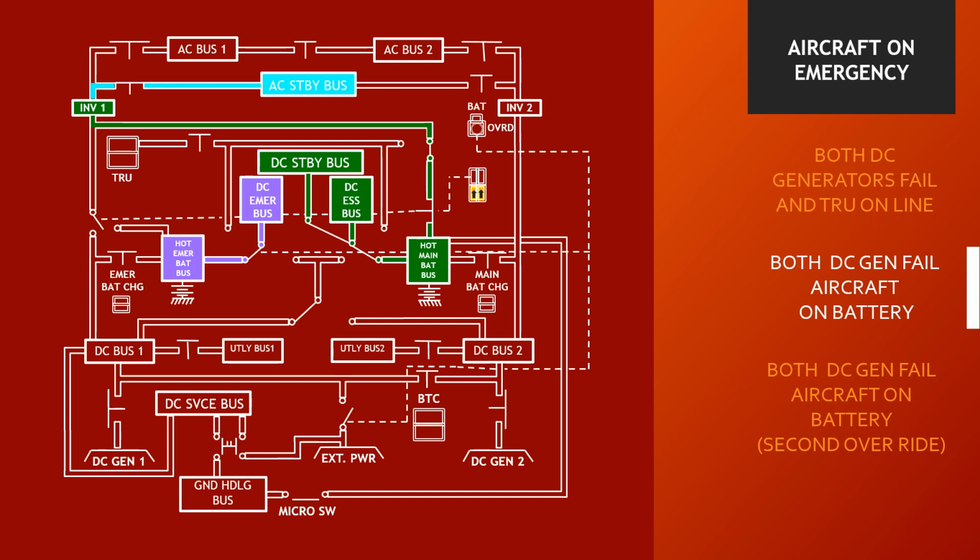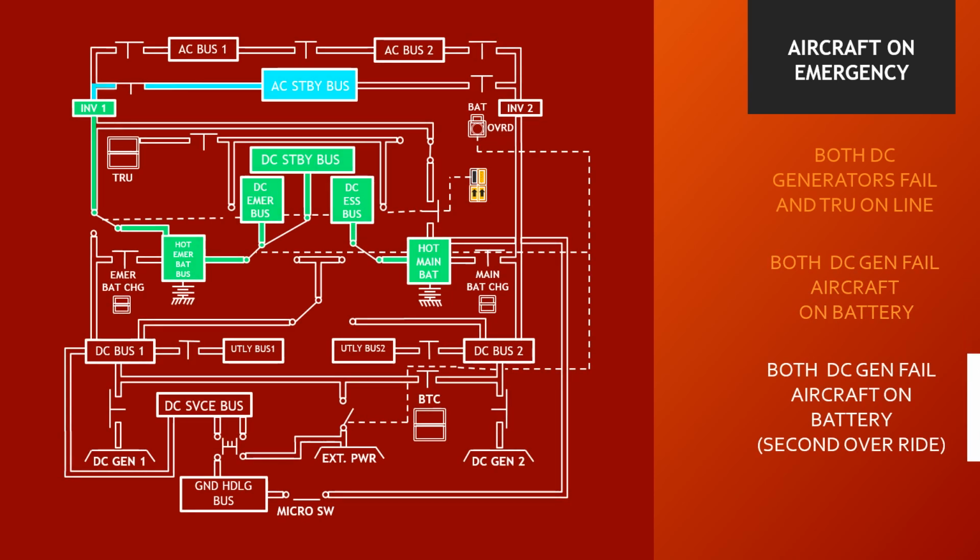In this condition, DC standby bus load will be supplied by main battery, and when DC standby bus voltage drops to 19.5 volts, under voltage lights will glow on overhead panel. Now pilots are required to push in second override switch. By doing so, DC standby bus load will be shifted to emergency battery. Now, hot emergency bat bus will supply inverter 1, through which AC standby bus will be supplied.